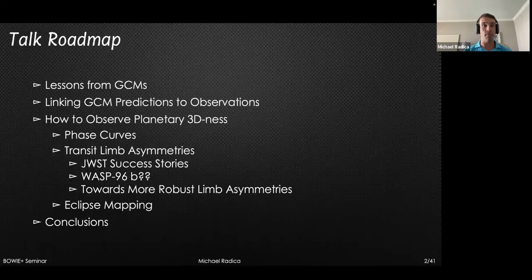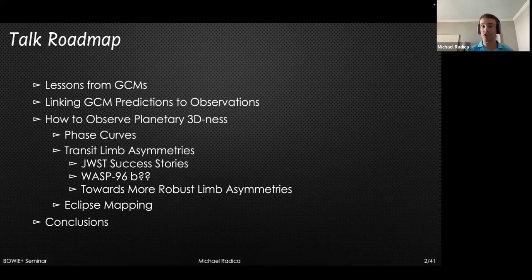Order observables that we can look for. I'm then going to move into what's going to be the meat of the presentation: how we actually can observe this planetary 3D-ness, starting off with what is really the gold standard, right? Phase curves. And then how can we do 3D observations without needing full orbit phase curves?